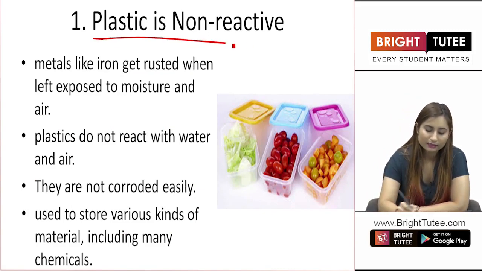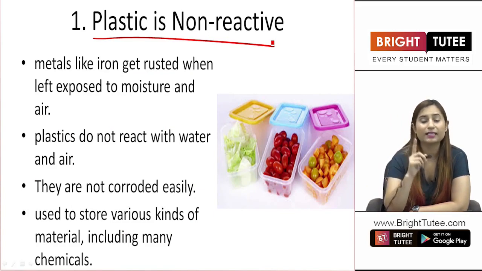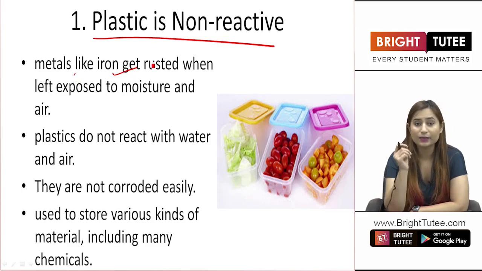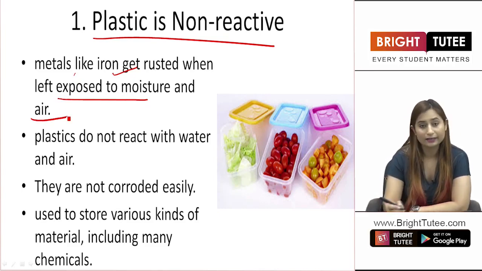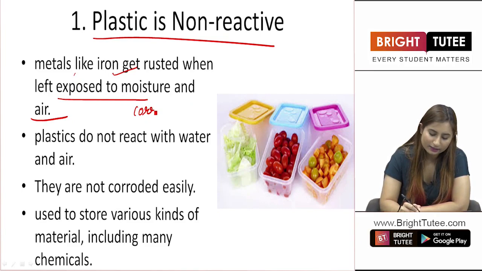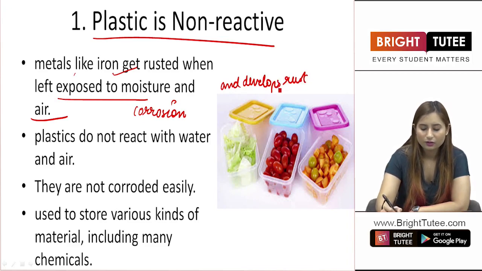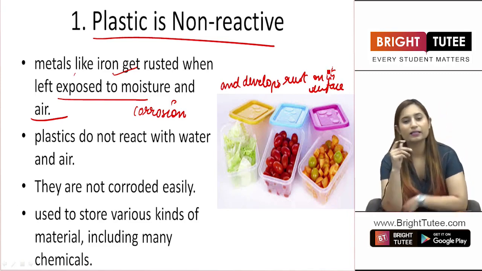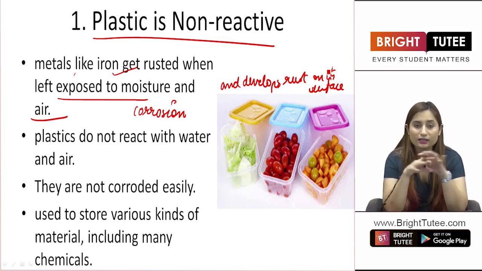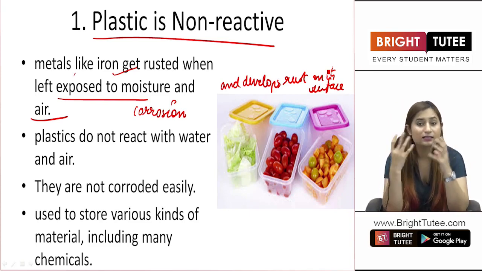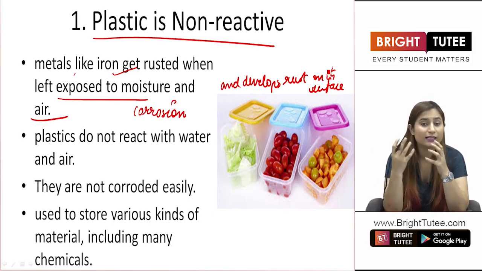Now students, the first property that is very useful is that plastic is non-reactive. Let us see. Metals like iron get rusted when left exposed to moisture and air. You will be studying in higher classes that iron undergoes corrosion and develops rust on its surface. Rust is basically a red brown powder which is seen on iron articles when exposed to air and water for a longer time. So iron is not that sustainable because it gets eaten up by the environment only.